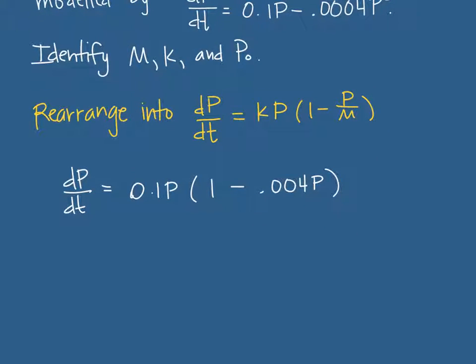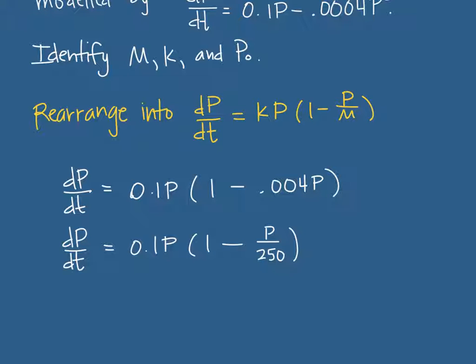Change it into a fraction. Okay, so dp over dt is 0.1p times 1 minus... okay, what is the fraction for 0.004? It's 2 over 500, which is 1 over 250. All right, so this is going to be 1 over 250th of p, which is basically p over m. You could also say it's p over 250.